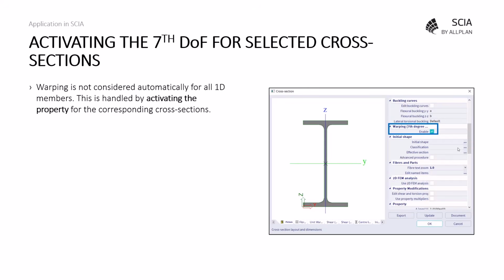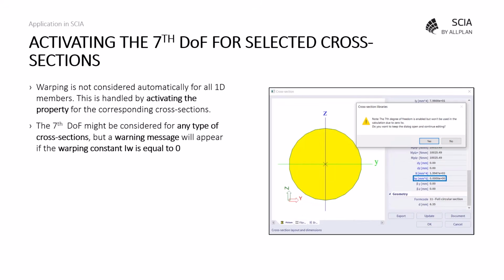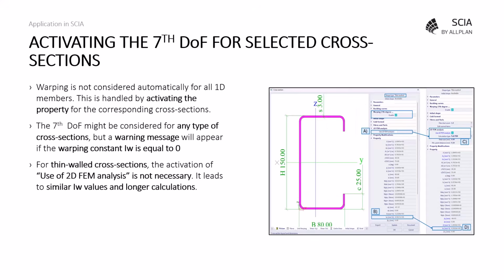So basically, the 7-degree of freedom will not be automatically applied on all members. It will only be applied on 1D members for which the cross section has warping activated in its dialog. And we usually can use it for any type of cross section, but we have some exceptions. For example, if you use a full circular shape, you will get a warning message because basically the warping constant, IW, is equal to 0. So warping cannot be applied in that case. So we have this warning appearing once you try to close the dialog.